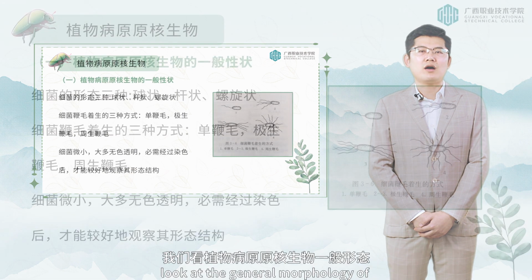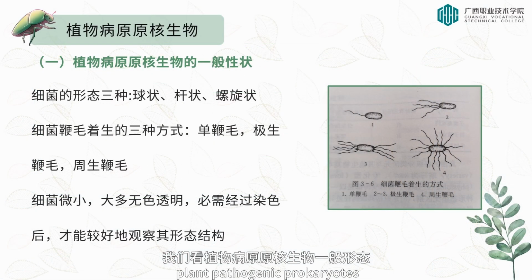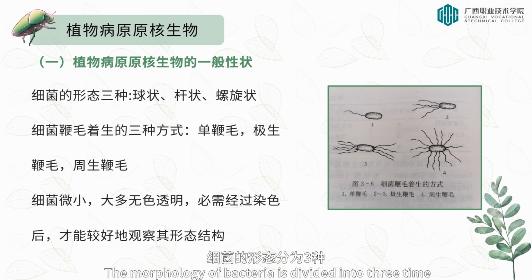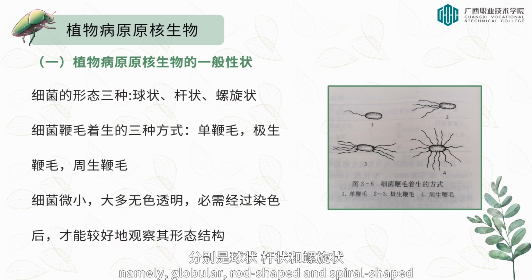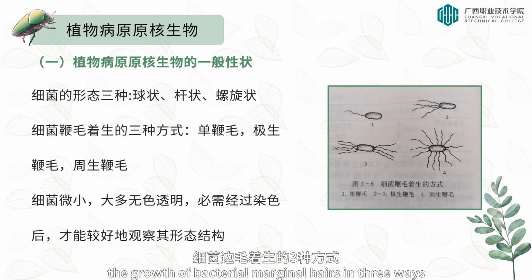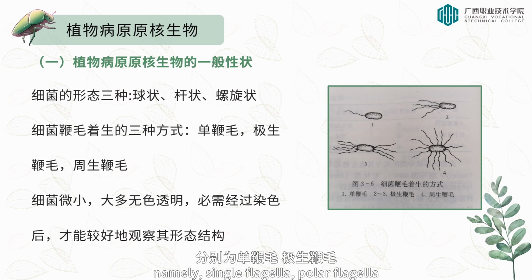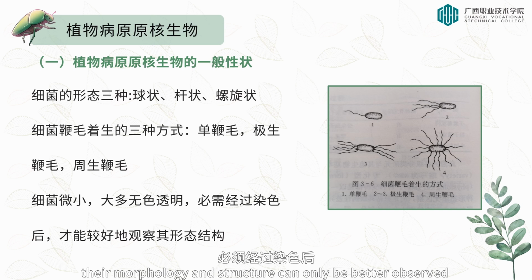First, look at the general morphology of plant pathogenic prokaryotes. The morphology of bacteria is divided into three types, namely globular, rod-shaped, and spiral-shaped. The flagella of bacteria grow in three ways, namely single, polar, and peripheral flagella. Bacteria are mostly colorless and transparent. Their morphology and structure can only be better observed after dyeing.